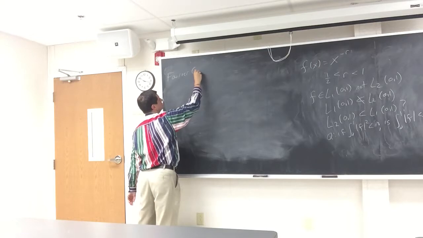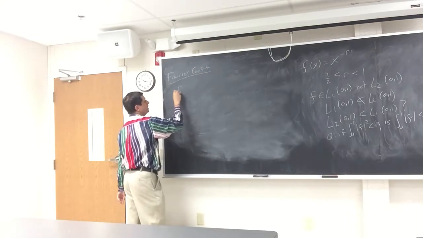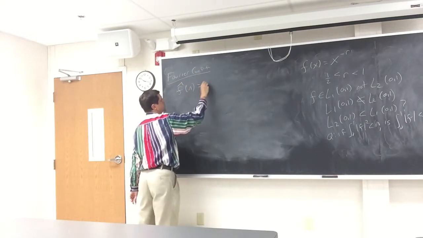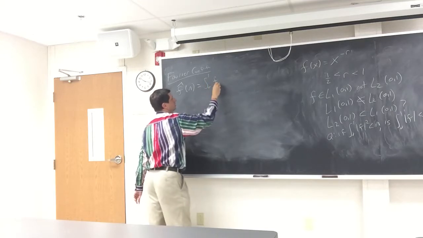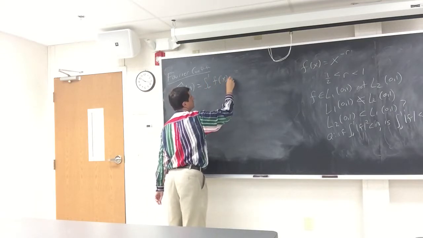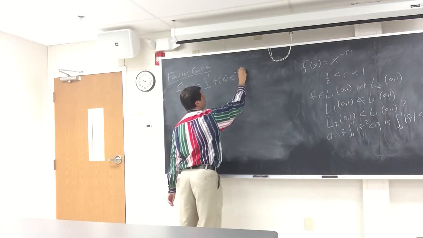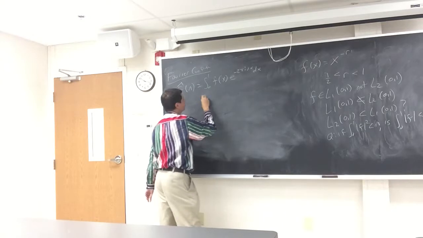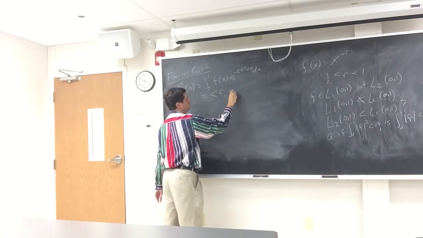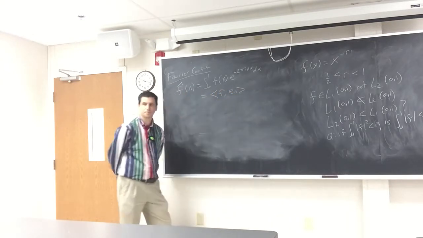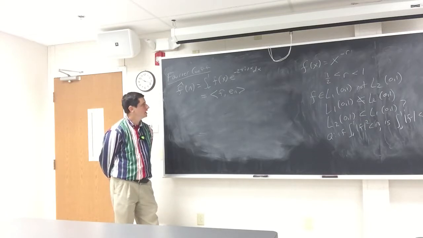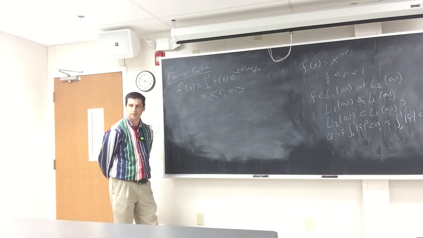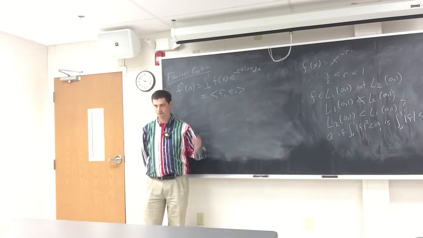So Fourier coefficients. Let's define f hat of n to be the integral from 0 to 1 of f of x e to the negative 2 pi i n x dx, which is just the inner product of f with the function e_n. So we're looking essentially at the dot product. And this will be related to trying to decompose our function.